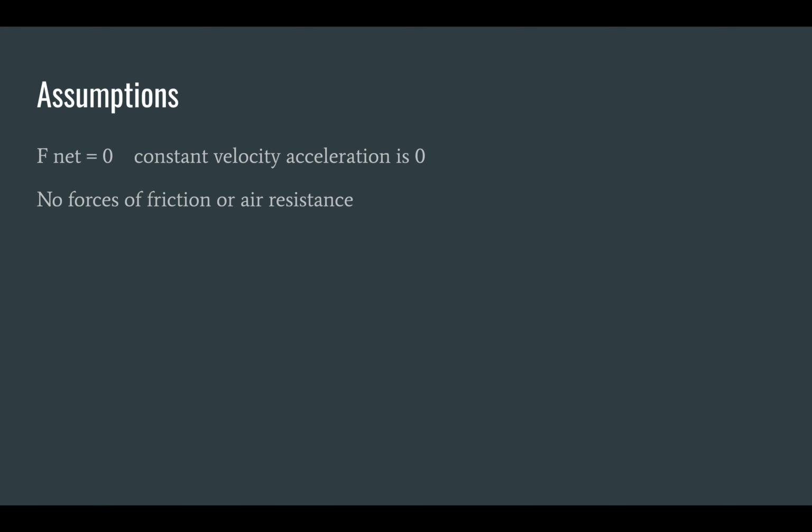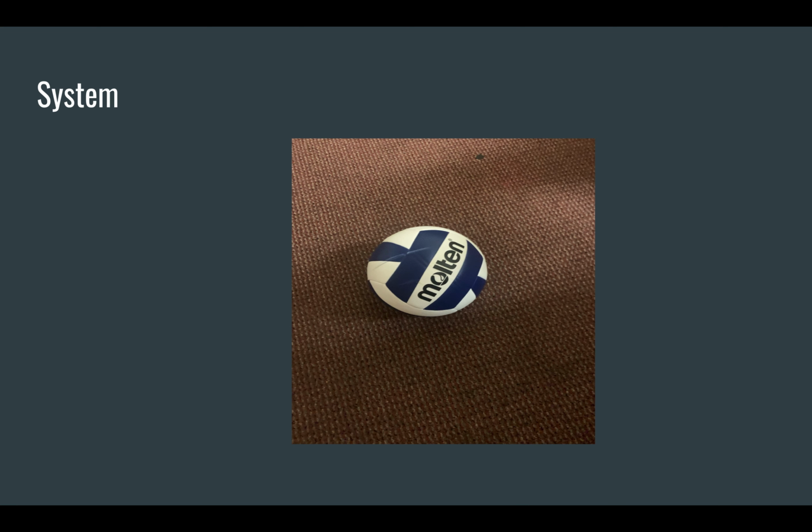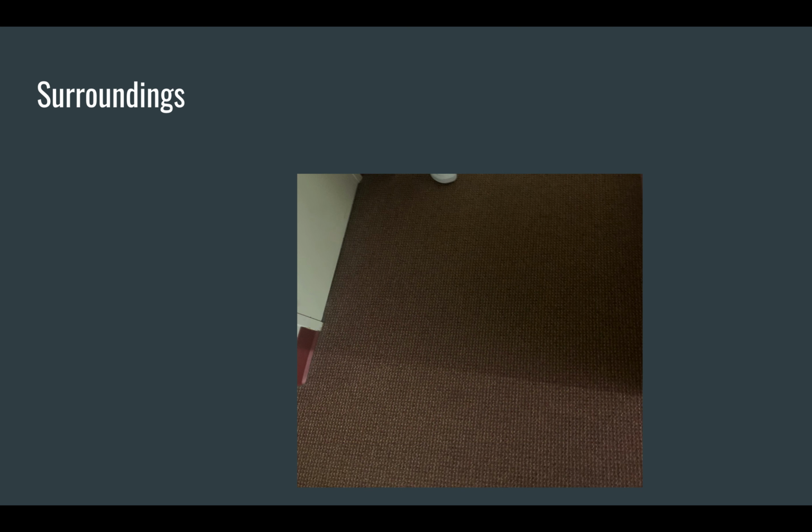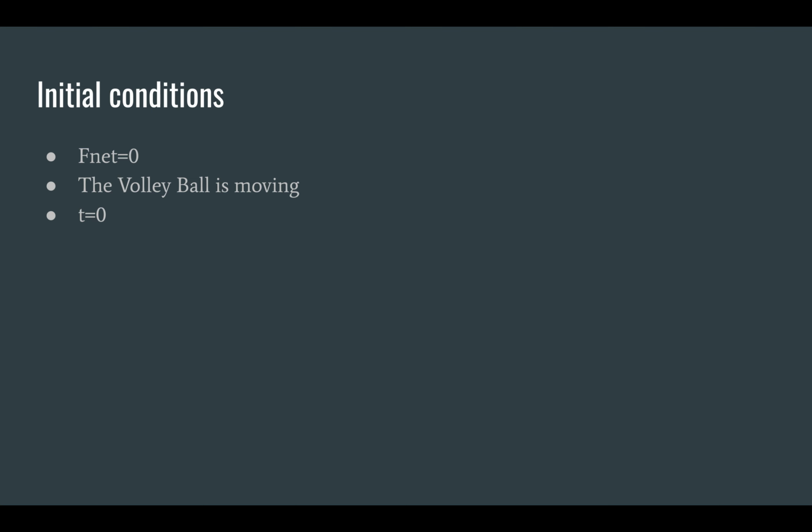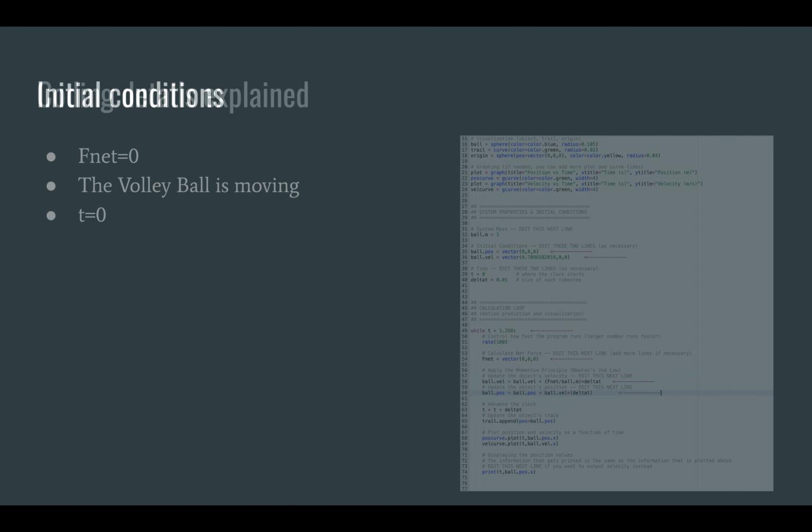So the assumptions that we make is that the f net is equal to 0, so there's a constant velocity and acceleration is 0. No forces of friction or air resistance. The system is the volleyball. The surroundings are the rug and the air and the environment around it. So the initial conditions, f net is equal to 0, the volleyball is already moving, so there's an initial velocity, and we start at time equals 0.